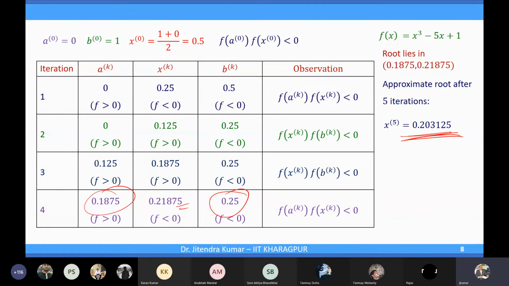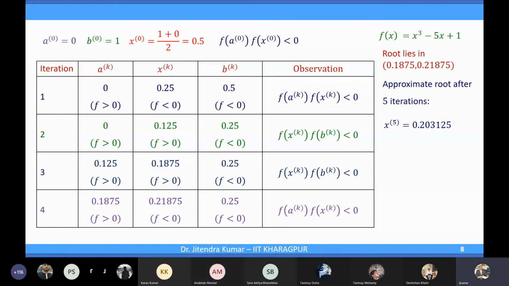Is that fine? Simple. It's pretty simple. You only have to evaluate f to see where it lies. Clear or any doubt? No doubt. So we can move. Yes, sir. Okay, very nice.